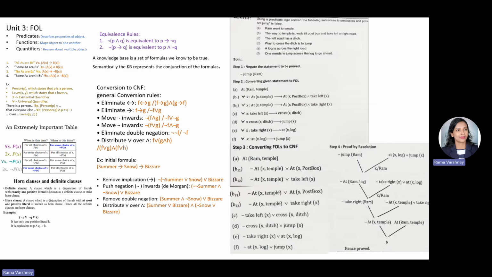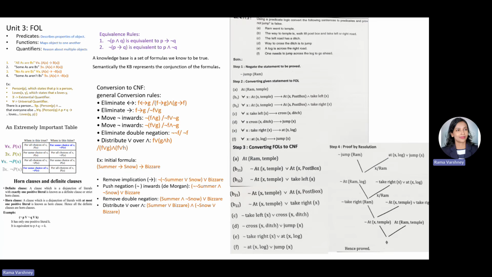So, the next important question is: when we are given a statement, we need to convert it and create a resolution graph. What are the important steps? One step is to convert a statement into first order logic, which we have covered here. And then there is a conversion to CNF form.